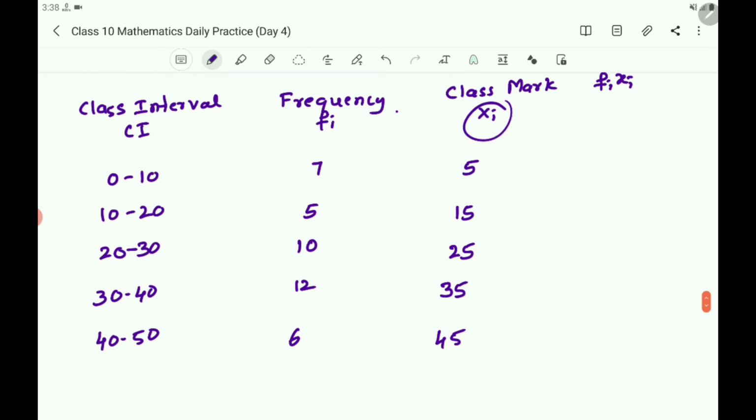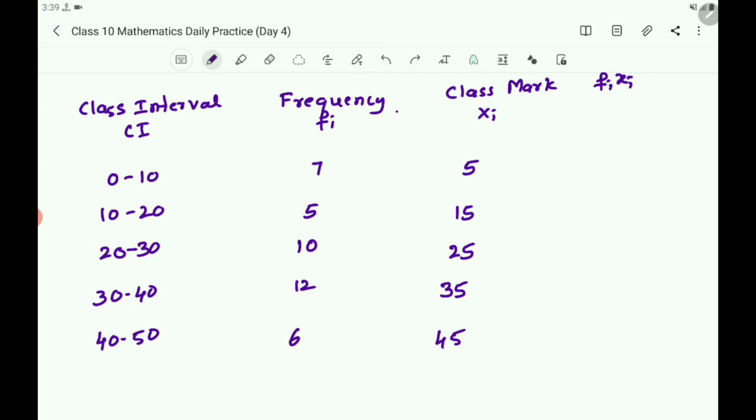Here you got Xi, taking the sum of the lower limit and upper limit and dividing that sum by 2. 0 plus 10 by 2, 10 plus 20 divided by 2, 20 plus 30 divided by 2, 30 plus 40 divided by 2, 40 plus 50 divided by 2. Then Fi Xi, that is the product of these two, and these two, and these two.